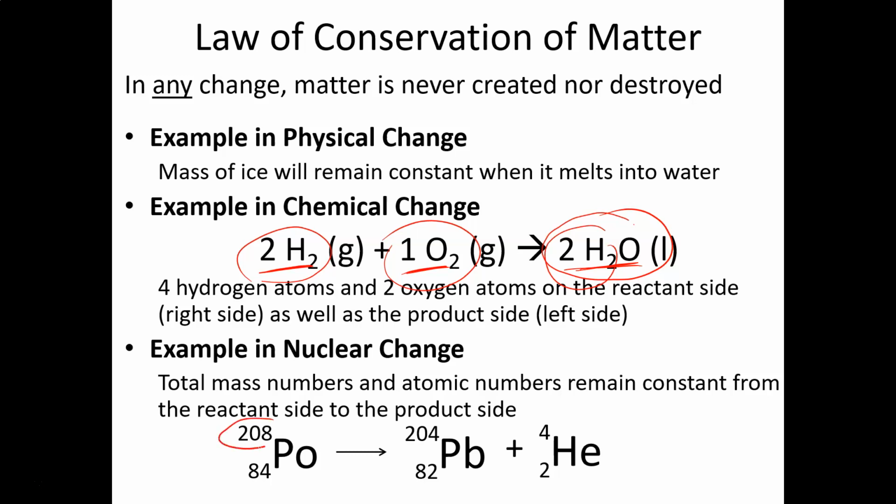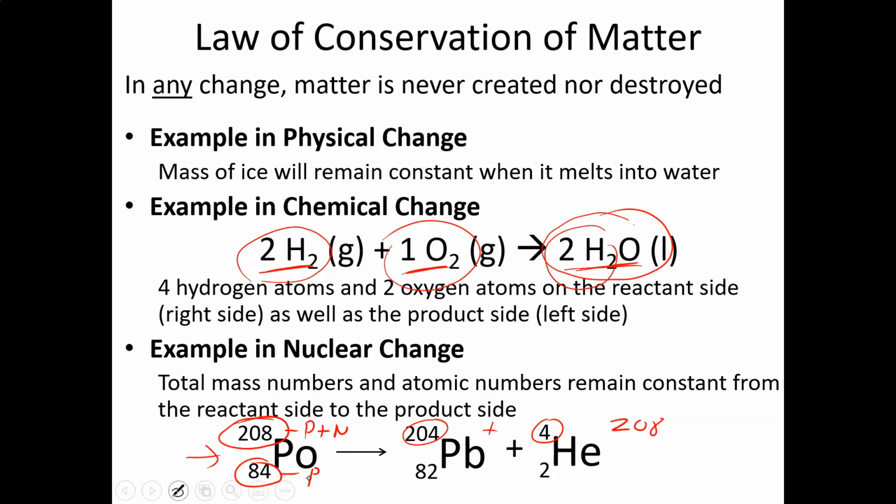Notice here, this is the mass number, right? And you're inside the atom notes, you learned about mass number and atomic number, which is the number of protons. So this is protons plus neutrons, and this is the number of protons. So here you'll notice that the total mass number of the one reactant on this side is 208, and here 204 plus the 4 is 208. So mass is conserved before and after the reaction.